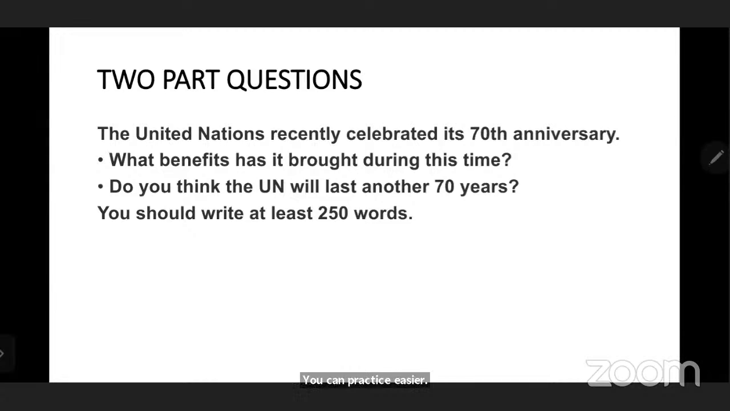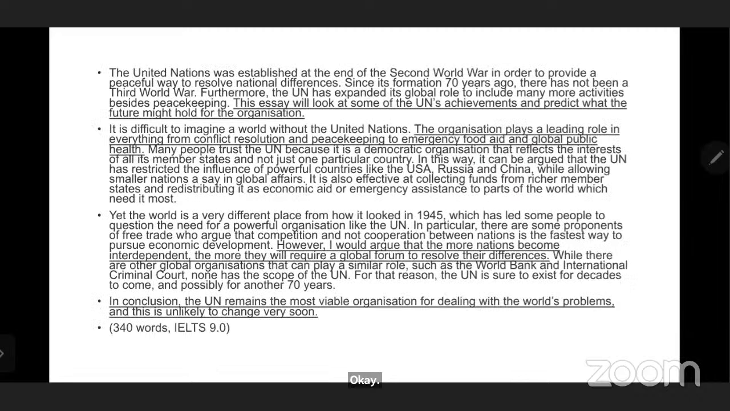The last type of question is the two-part questions. Two-part questions mean that you will be given one statement and they will give you two questions. For example, the United Nations recently celebrated its 70th anniversary. First question, what benefits has it brought during this time? The benefit brought by the United Nations. And the next question, do you think the UN will last another 70 years?